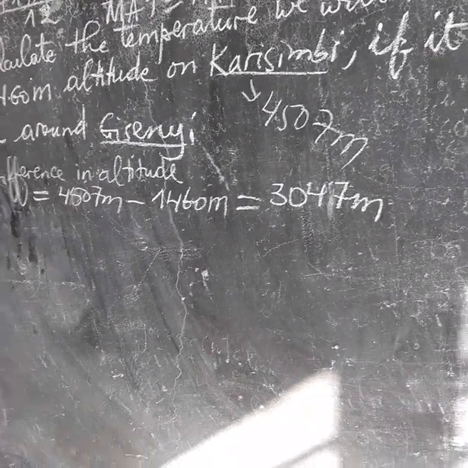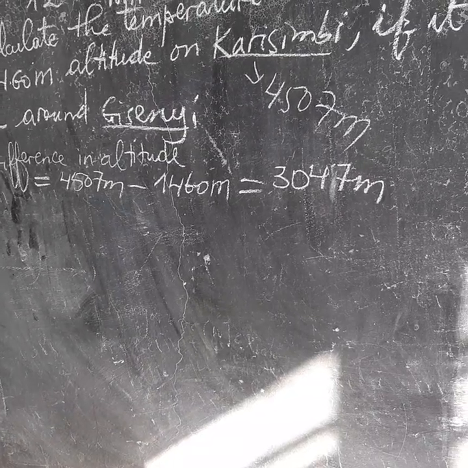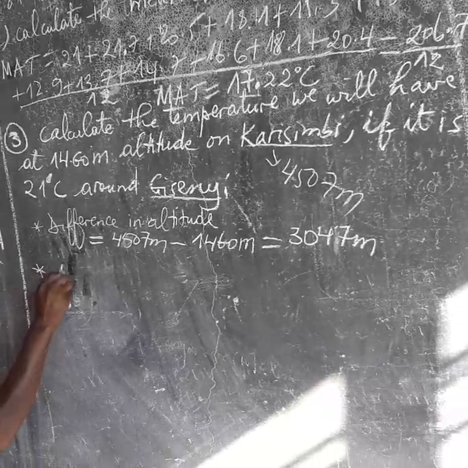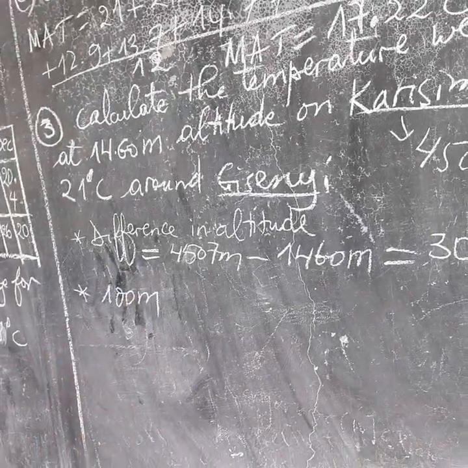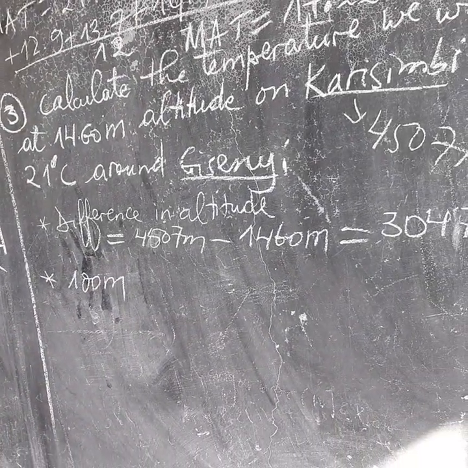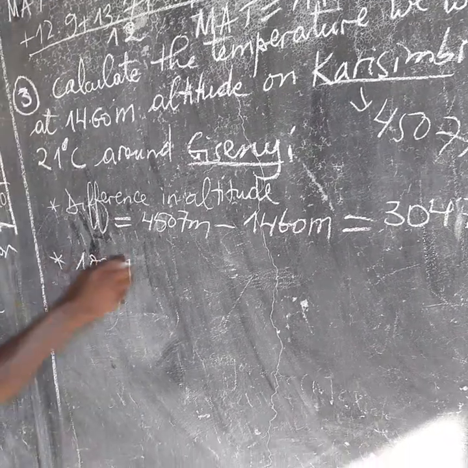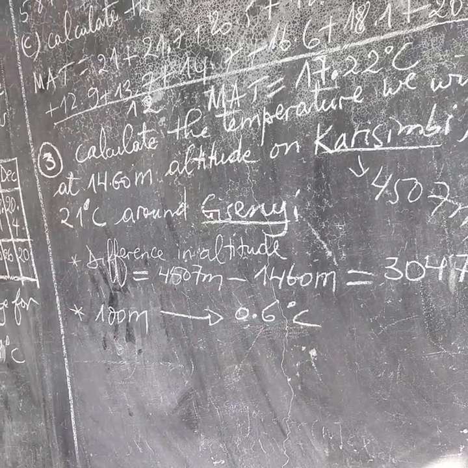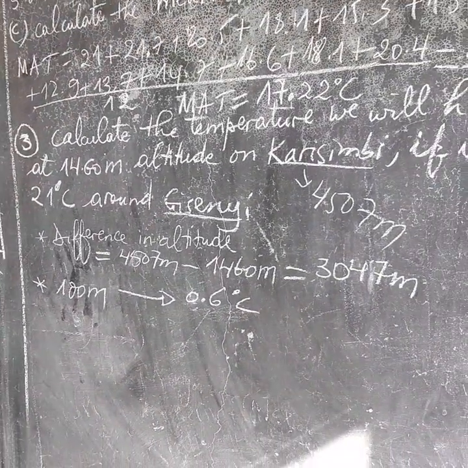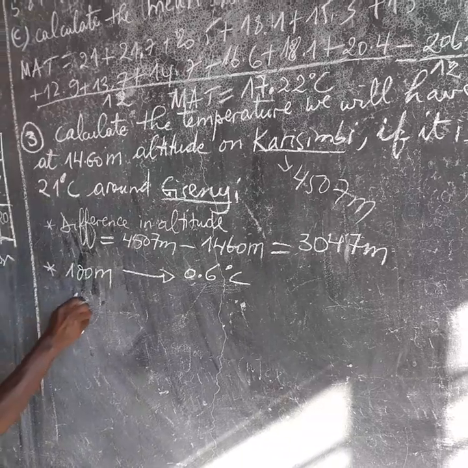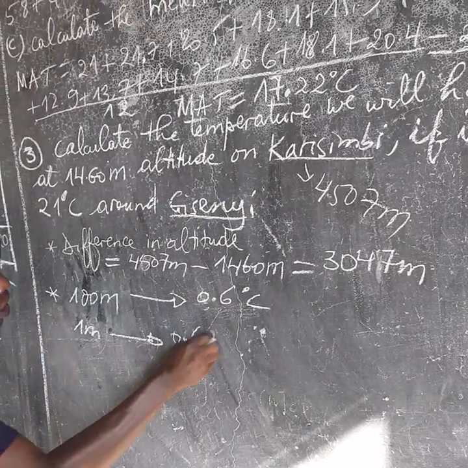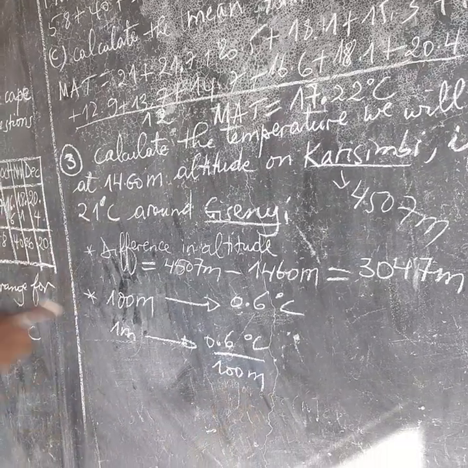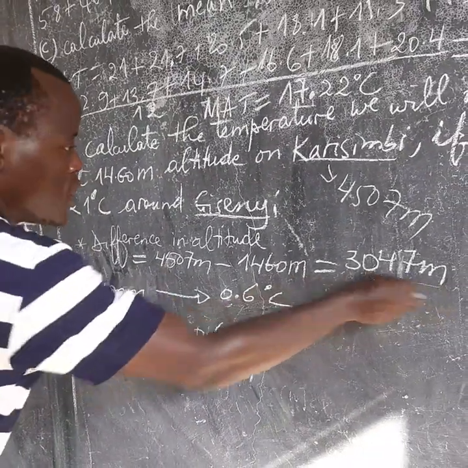So step number two is the environmental lapse rate. The environmental lapse rate states that when you move upward 100 meter of altitude, the temperature will decrease 0.6 degrees Celsius. That is the law of environmental lapse rate. Then, what about 1 meter? 1 meter will be equal to 0.6 degrees Celsius divided by 100 meter. Then what about the difference we have got?